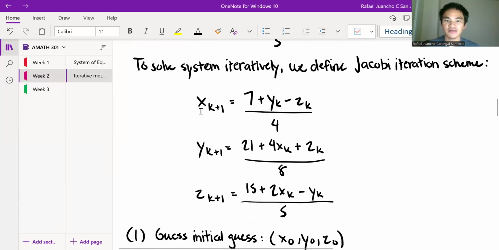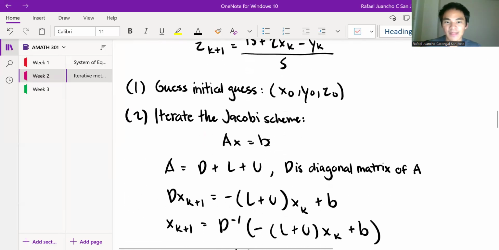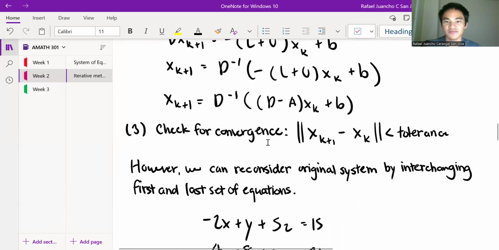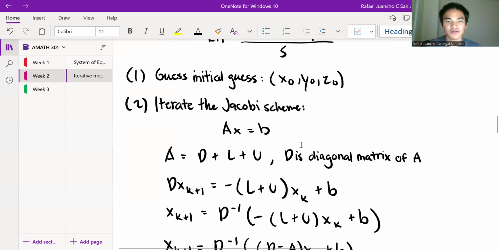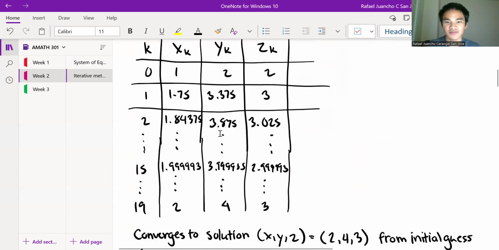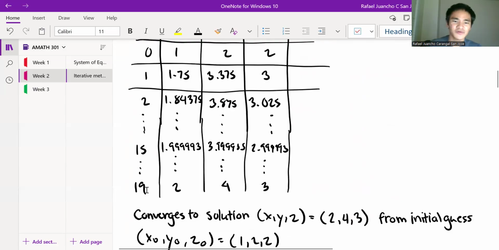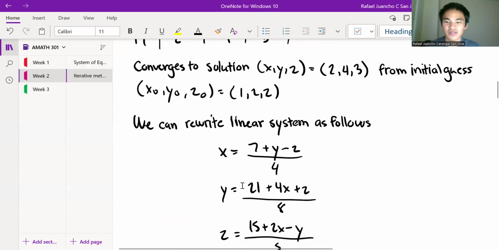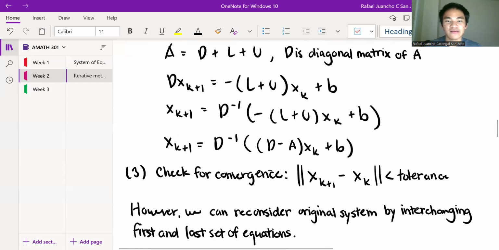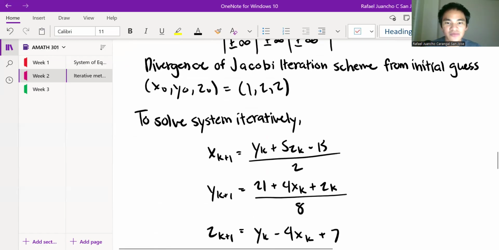So here we find the next x, y, and z value based on the initial x, y, z value, right? Because this is k, and we're trying to find k plus 1. So that's the Jacobi iteration scheme, and we get closer and closer to our desired solution. So this is the table, right? And as we go through, say here the 19th iteration, we will get closer to a solution.